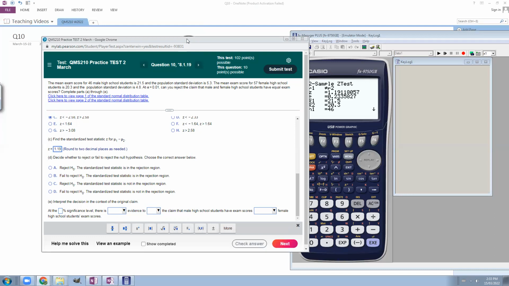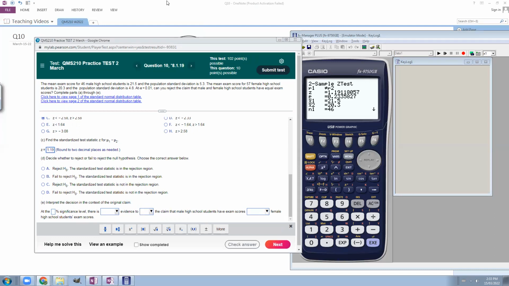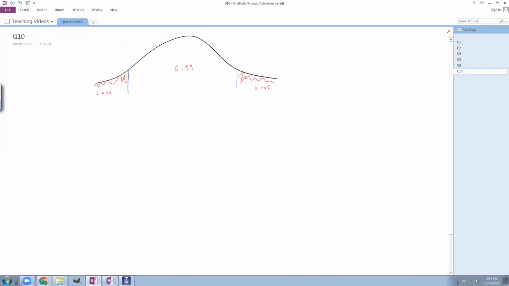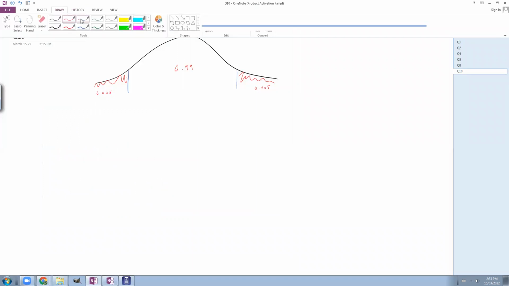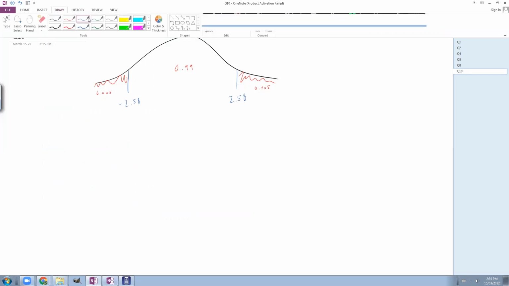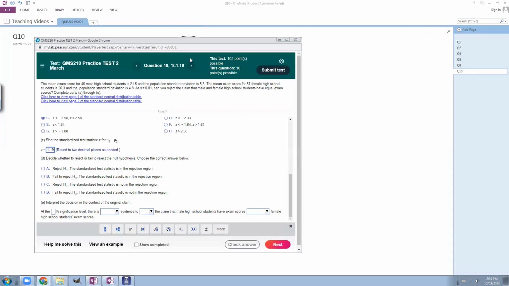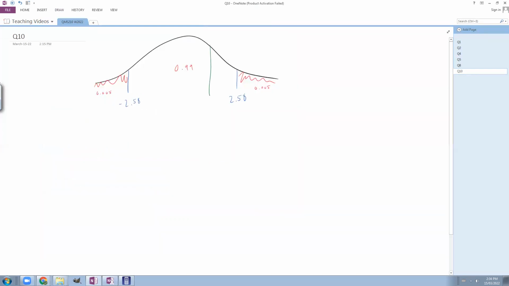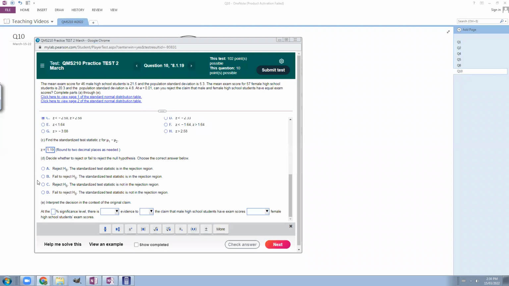And this is not in the rejection region. If we were to draw this out, we have here our critical values of negative 2.58 and positive 2.58, and our test statistic was 1.19. So that's going to be like around here or something. So that's not in the rejection region. It's not in the red shaded areas. So we're not going to reject the null hypothesis. We fail to reject; the standardized statistic is not in the rejection region.